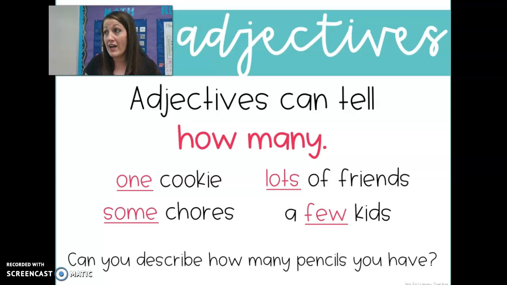Friends are people. I have friends. How many friends? Lots of friends. So lots is an adjective. 3 friends. 3 is an adjective. Tons of friends. Tons is an adjective. It describes how many friends you have.